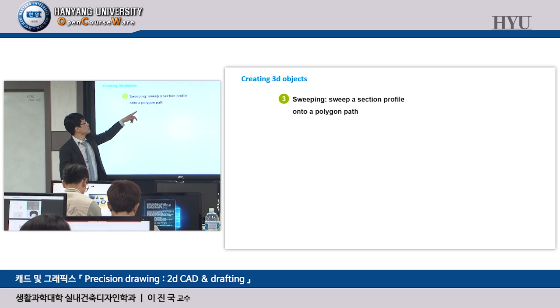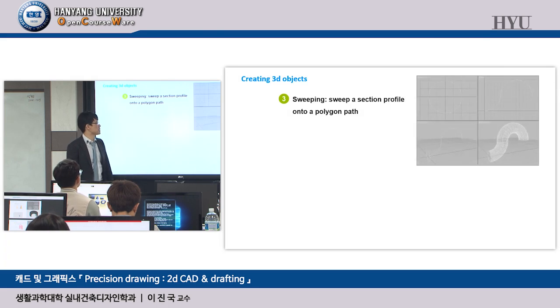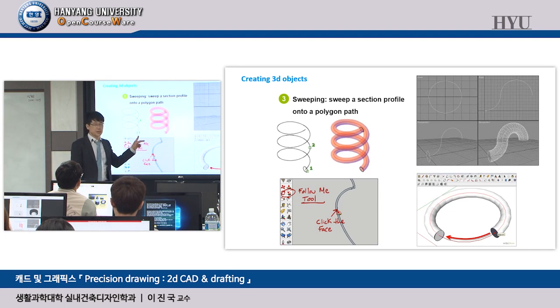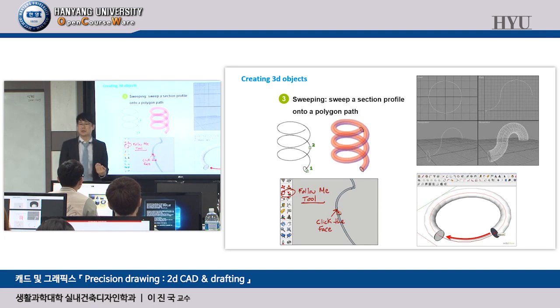Sweeping a section profile onto a polygon path. Take a look, 3D Max interface. And take a look, SketchUp interface. Okay, two components you need. First one is the section profile. Second one is the path, okay? So if this one is a section and the path is here, then you can get this kind of 3D object. This is a representative way of creating 3D. Number 3, sweep.